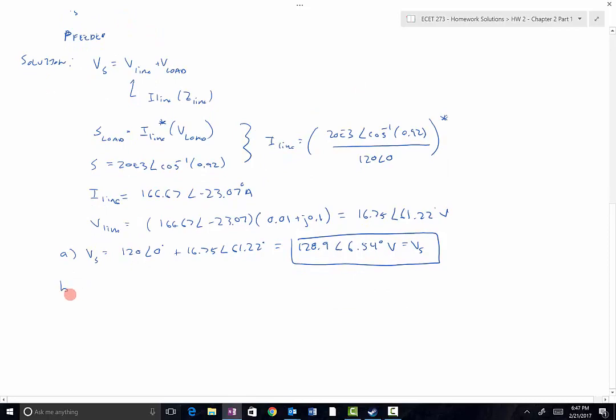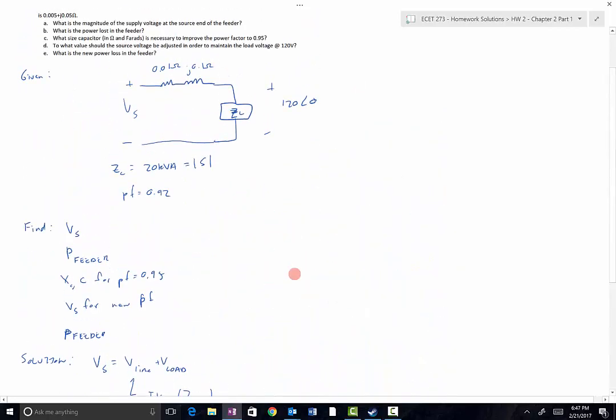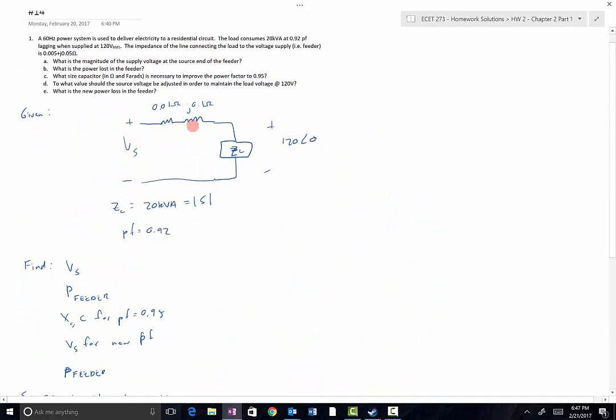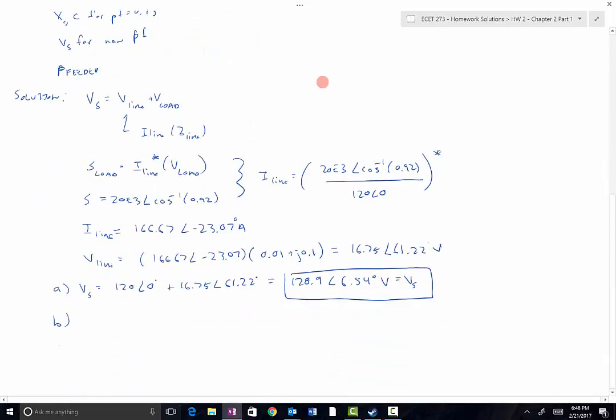So part B asks us to determine how much power is lost in the feeder. So this is the feeder model right here. It lumps together the forward connection and the reverse connection, and real power is only dissipated by this 0.01 ohm resistor. So to determine that power, I'm just going to use the formula that the power in the line is going to be equal to the magnitude of the line current squared times the resistance in the line itself.